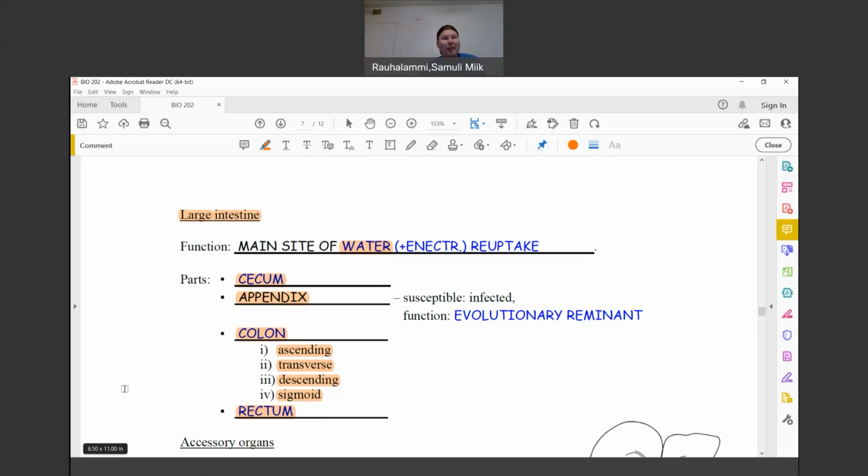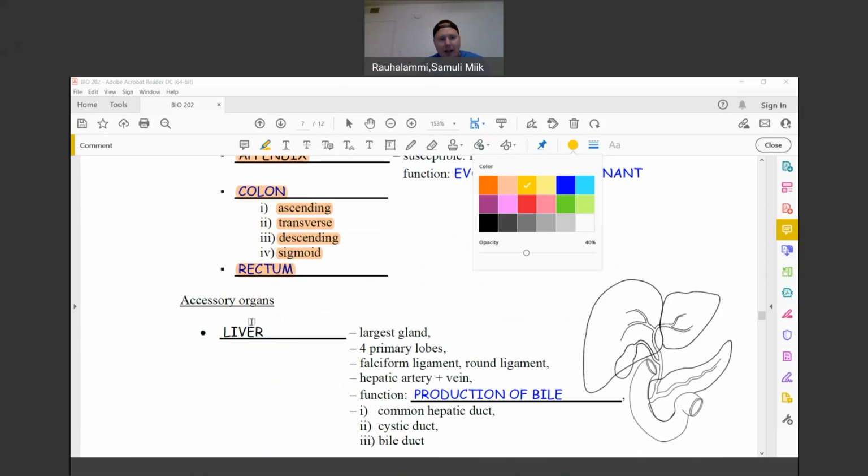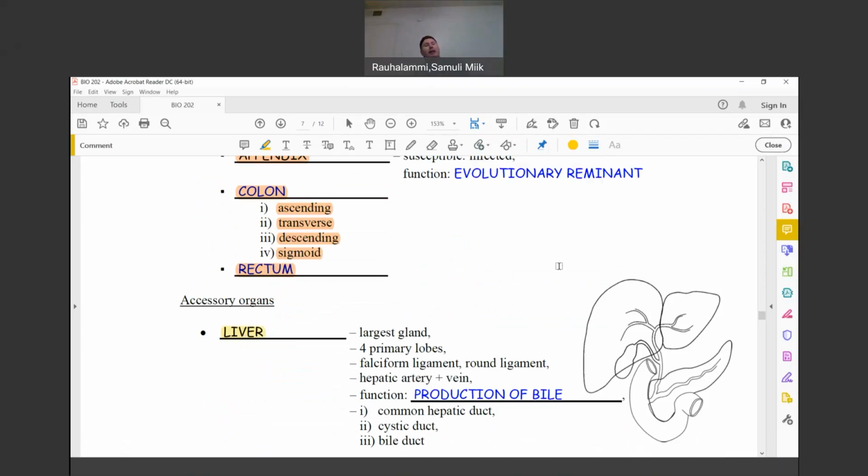We started from one opening, mouth, to the other opening. And what I'd like to do now is to look at three really important accessory organs that we should talk about. We're going to start with the liver. I think I shared with you in the class that liver plays many purposes. And liver is the largest gland that we find in the body, has four primary lobes.